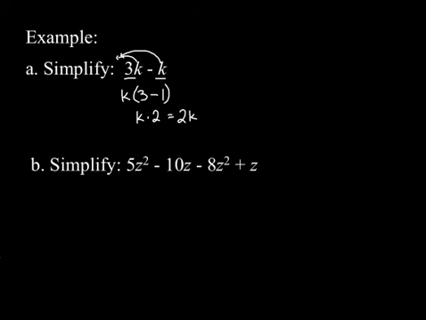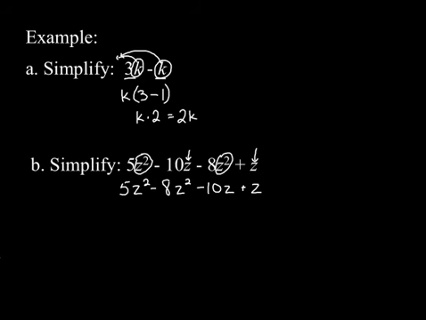Now, we should understand that when there are like terms, the variable part is identical. All we have to do is add or subtract the coefficients. So let's simplify this one with that in mind. First of all, we have 5z squared. We have to check, are there any other z squareds here? And we have one right here. So I'm going to put those together, 5z squared minus 8z squared. And then we've got minus 10z. And so are there any other z's? Well, there's one more z right there, plus z.